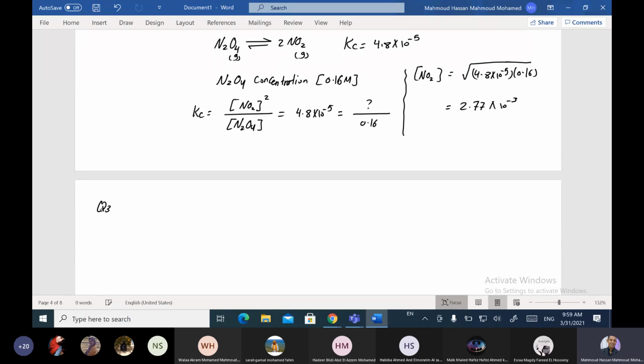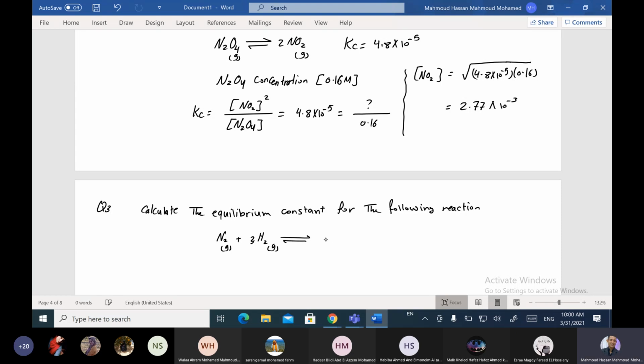Question 3. Calculate. This problem gives us the general idea of the learning outcome for chemical analysis, and this learning outcome is: calculate the equilibrium constant for the following reaction, N2 plus 3H2 gives us 2NH3.